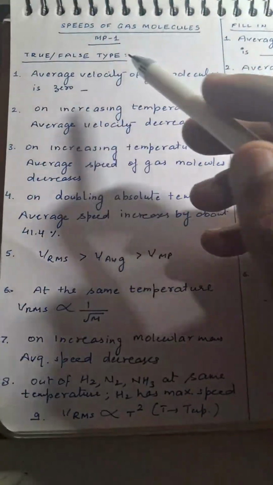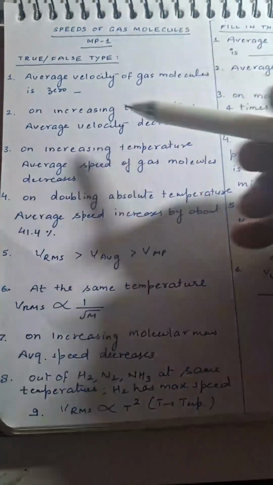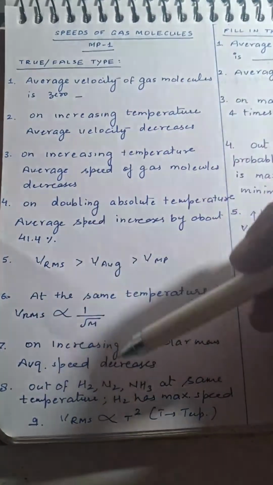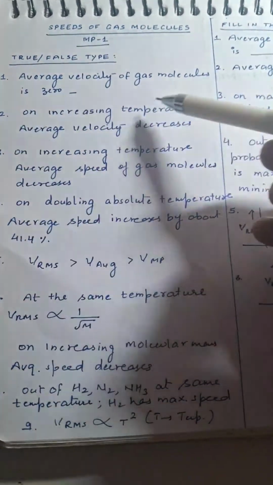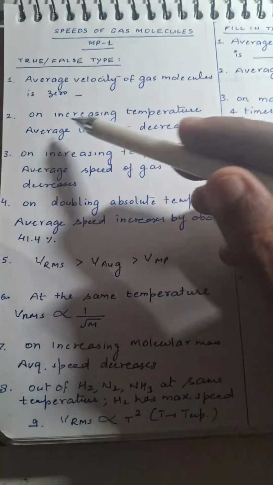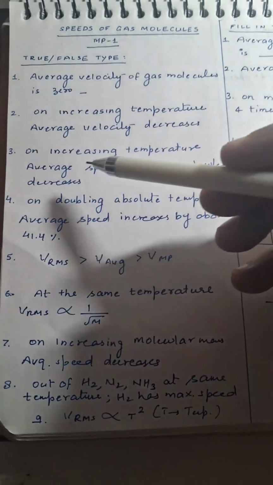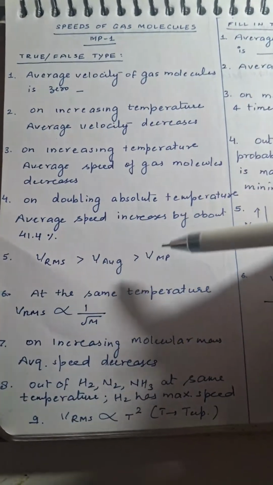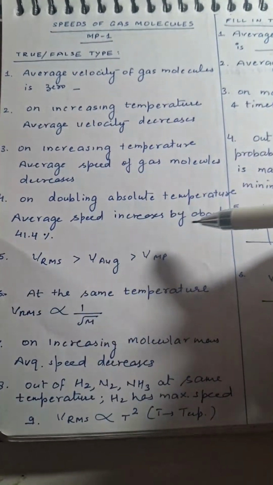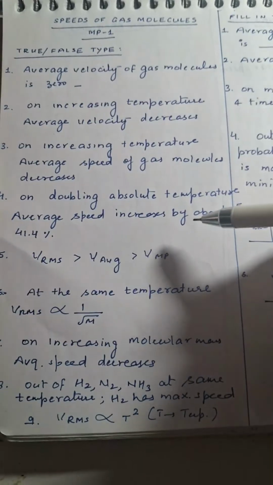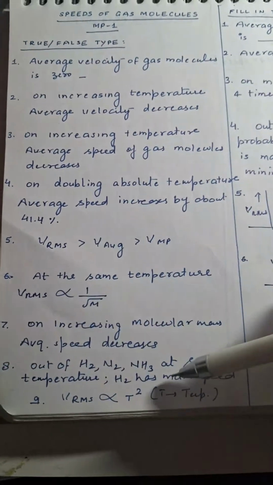Then we have another worksheet on speeds of gas molecules. So first question is true false type, just like average velocity of gas molecules is zero, then on increasing temperature, the impact on average velocity. So average speed decreases or increases. On doubling absolute temperature, average speed increases by about this percent. Various one-liner questions based on that, true false type question.